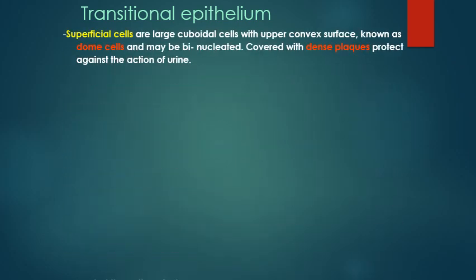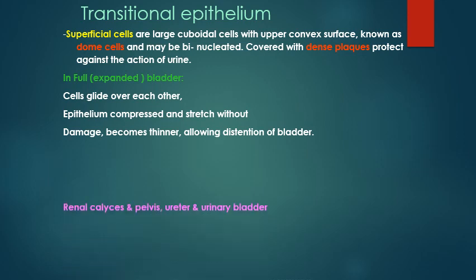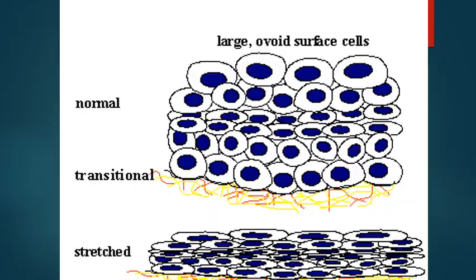In the transitional epithelium, dear students, the most superficial cells are large dome-shaped cells, sometimes binucleated, covered by something called dense plaque that protects against the action of urine, and the most superficial cells are connected together by junctional complexes. In the expanded state, the cells glide, so the epithelium is compressed and stretched without damage and becomes thinner to allow distension of the bladder. It is present in the renal pelvis, ureter, and urinary bladder.